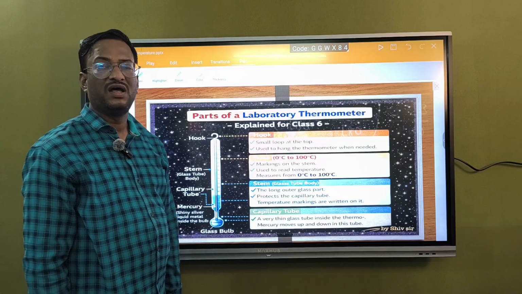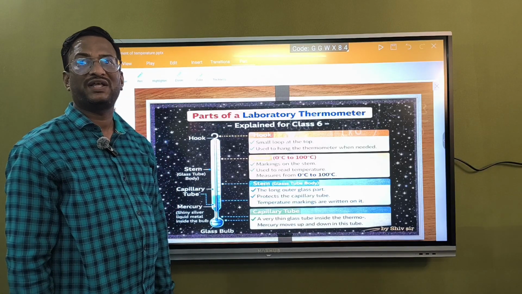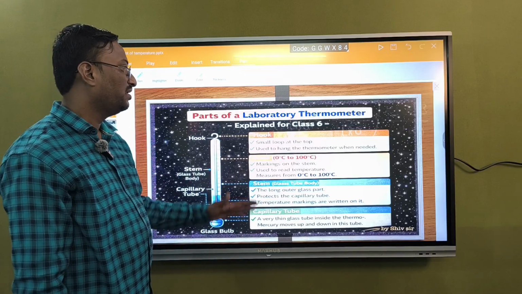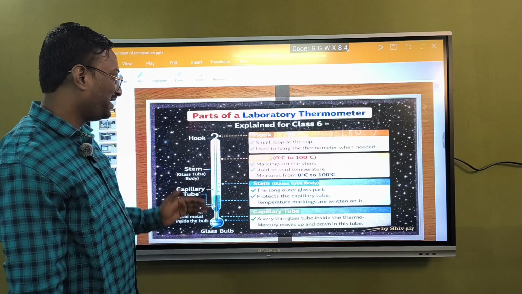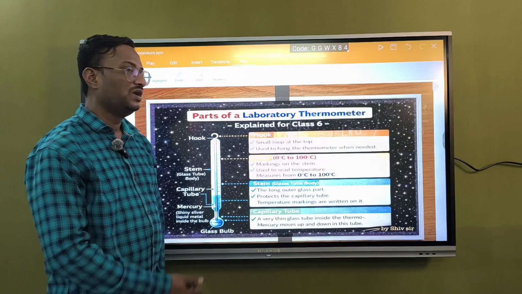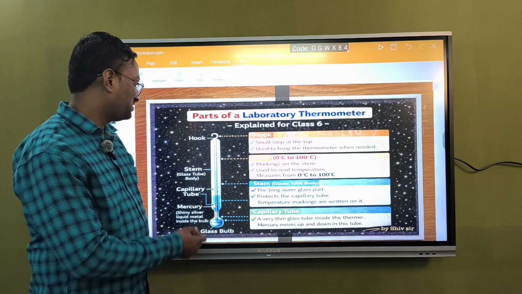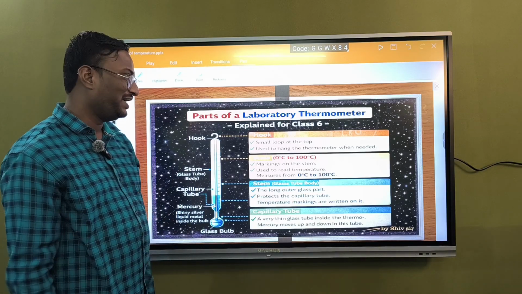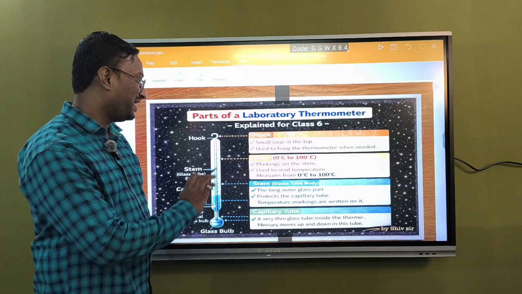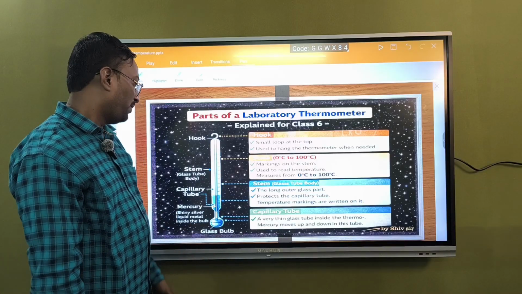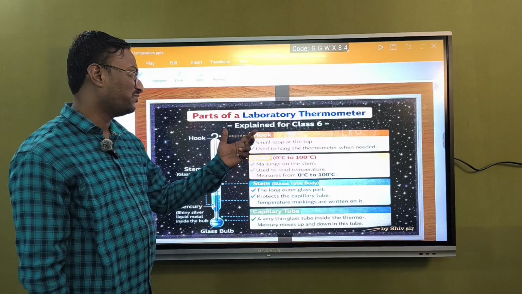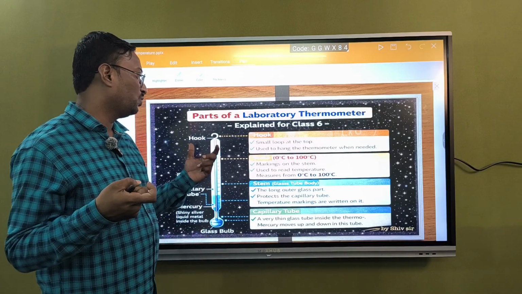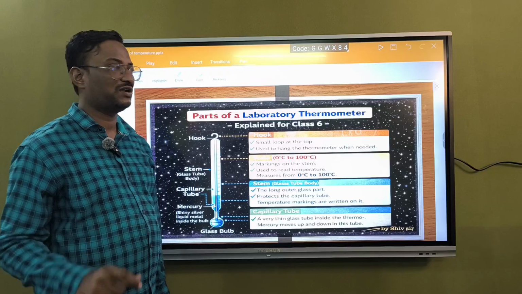Next we go for parts of laboratory thermometer. So what are the parts of laboratory thermometer? This is a laboratory thermometer, and the parts are: hook, stem, that is called the glass tube or body, capillary tube, and scale. So these are the parts we have. We will explain each one. What is the hook? The hook is used to hold the thermometer at one particular place.